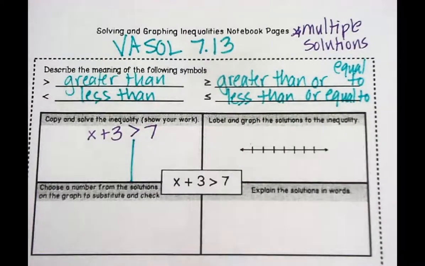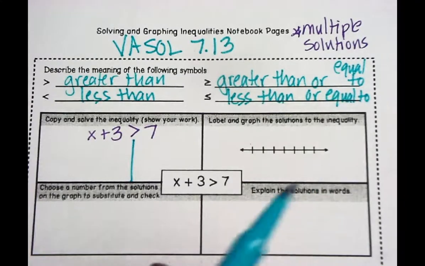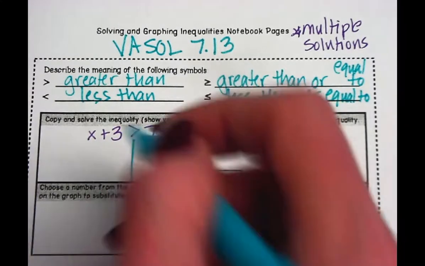You take 3 away. Josh, are you writing all this down? You take 3 away.